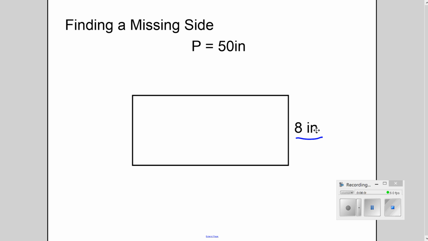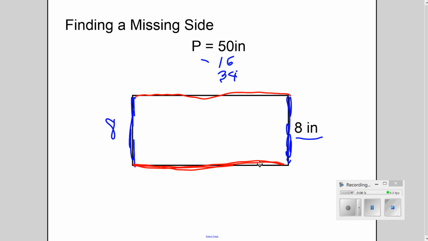So we know this is 8, and we know this is 8, so that is 16. So we can subtract 16 from 50, and that is going to give us 34. Now we have to be really careful here because 34 is not our answer. 34 is the distance around, not including this, which we took away, and this, which we took away. 34 is this side plus this side.